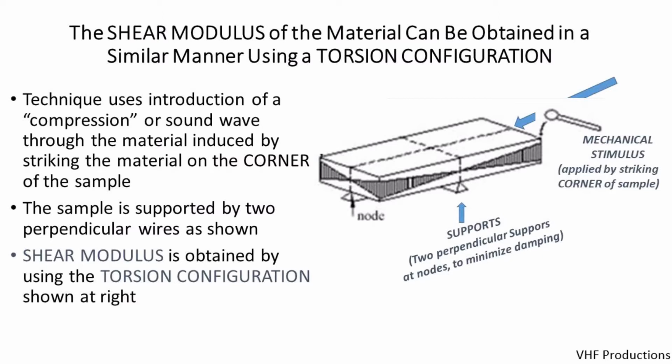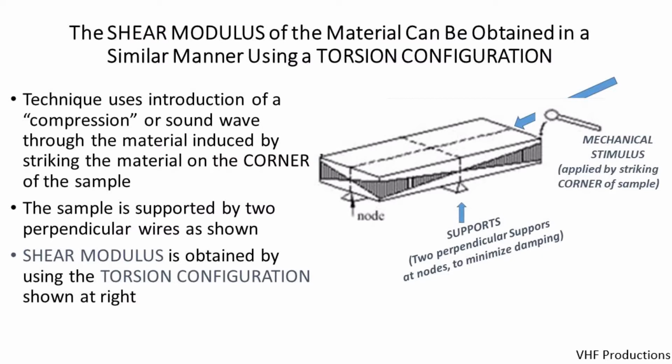If we take two supports, which in this case are the wires that sit under the sample, orient them perpendicular to each other, and place the sample centered over the cross between the two wires, then we set up a configuration which is referred to as the torsional configuration. In this configuration, if we strike the sample at one of the corners, we can set up a twisting type oscillation or vibration in the plank.